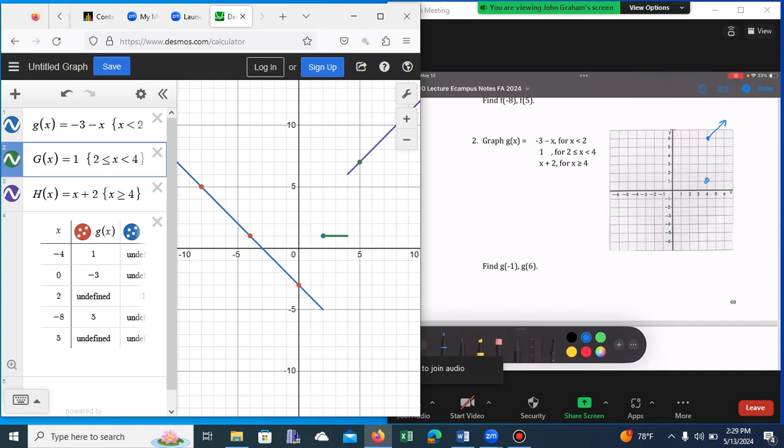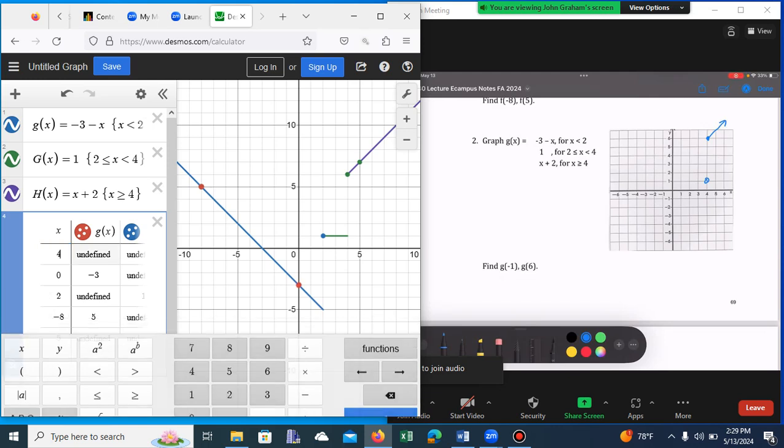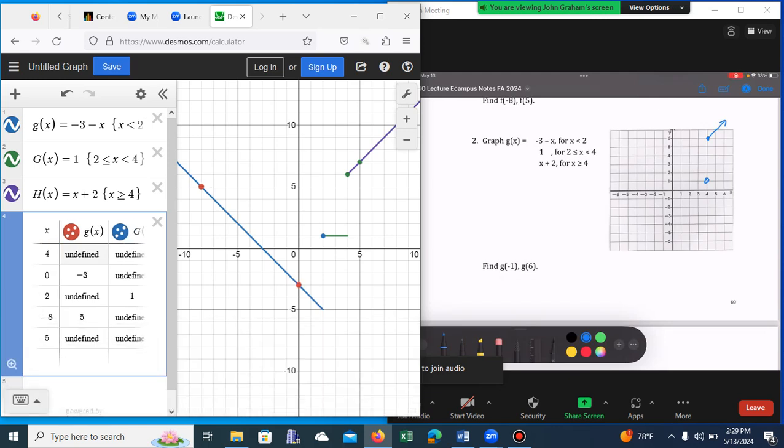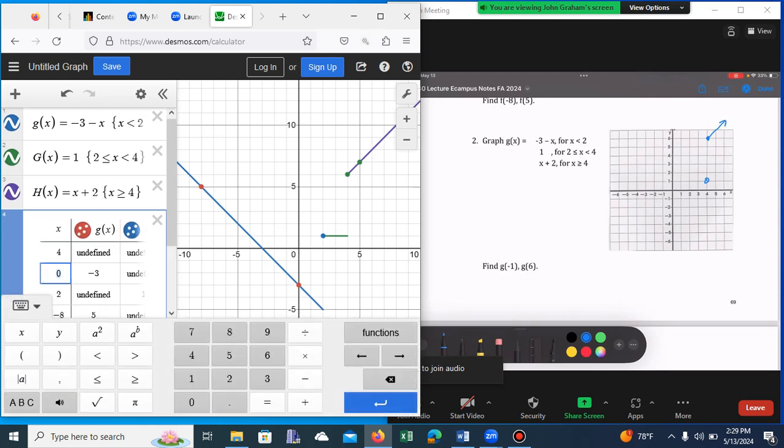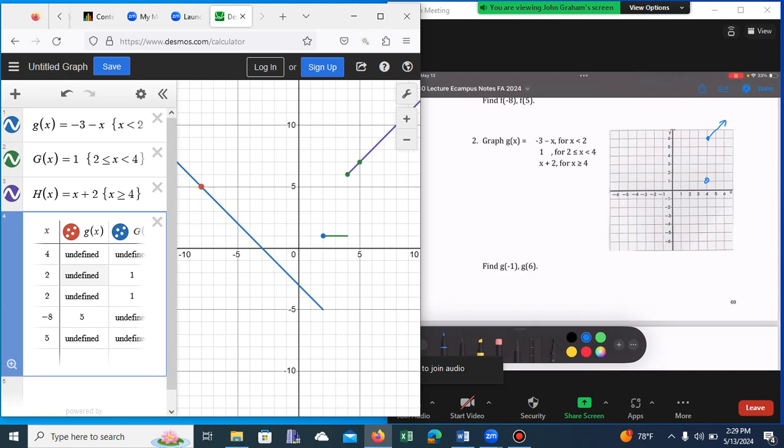So again, we can see that here. If we type in 4, it's undefined for the first one. It's undefined for the second one. It's only defined for the third one. And then same thing with 2. Undefined for the first one. It's 1 for the second one, so it's included there. And for the third one, it's also undefined.